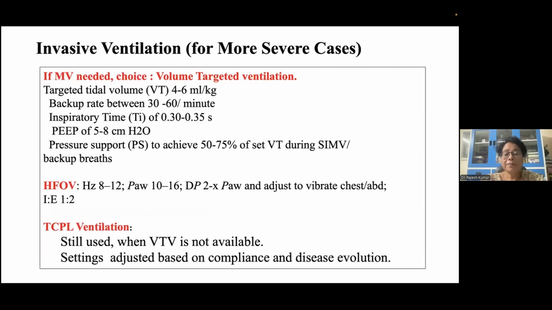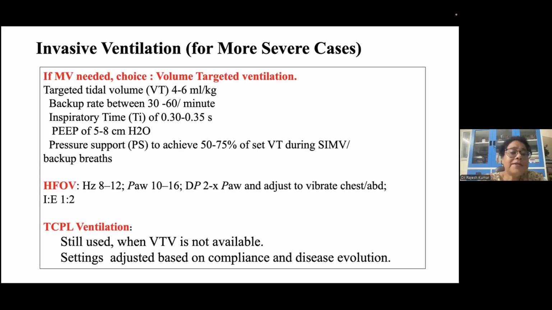Mild disorders, as you have already mentioned, can be managed with CPAP or non-invasive ventilation, but in severe cases, we'll have to go for mechanical ventilation. And if mechanical ventilation is needed, volume-targeted ventilation is the type of ventilation of choice. Here we would set the tidal volume at 4 to 6 ml per kg with a backup rate between 30 to 60 per minute. The inspiratory time would be 0.3 to 0.35 second, which is short. And the PEEP needs to be 5 to 8 centimeters of water, as there is a risk for atelectasis. So the PEEP is maintained a little bit higher.